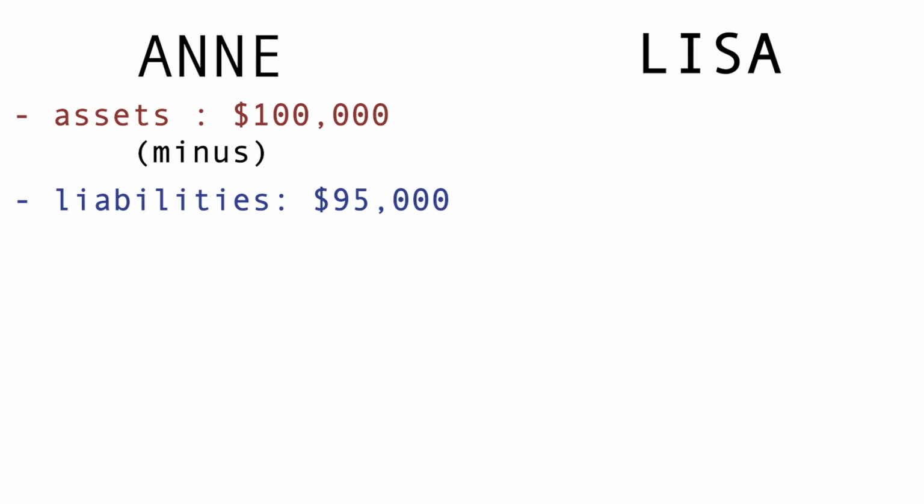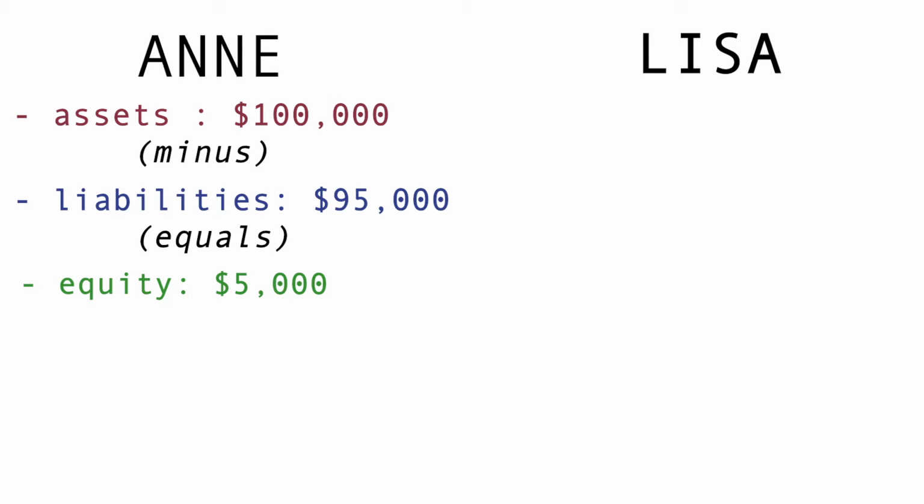Say there are two people, Anne and Lisa. Anne lives in a big house with a fancy car and lots of expensive things laying around. For the purposes of this example, let's say her assets total $100,000. Let's also add that she paid for all of these things with a loan, and for various reasons, she owes the bank $95,000. That makes her equity, or what she actually owns, only $5,000.